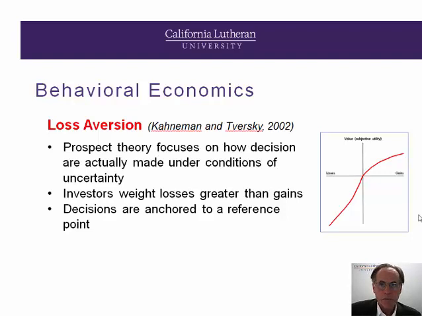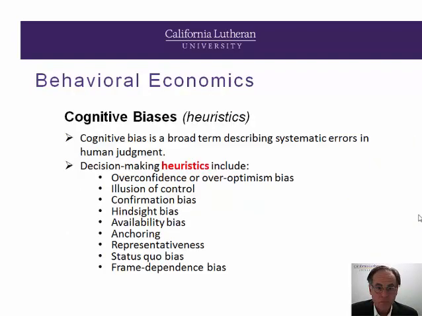Another significant aspect of the theory is that decisions are anchored to a reference point. So the investor who started with $100 and grew it to $200 no longer looks at the original amount when making decisions. Rather, decisions are based on the $200 portfolio value. Losses and gains are now measured from this high watermark.